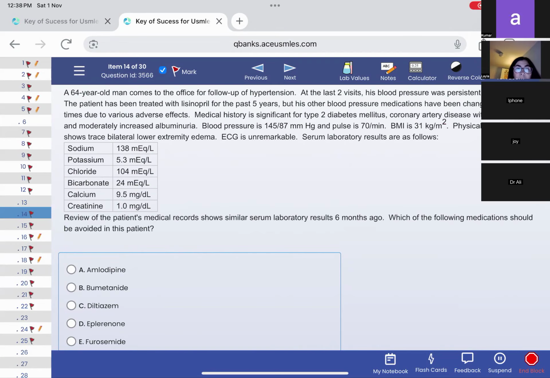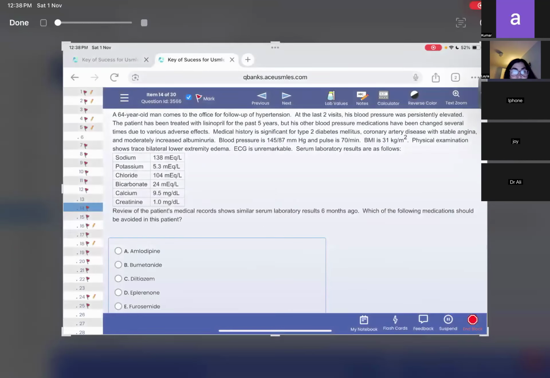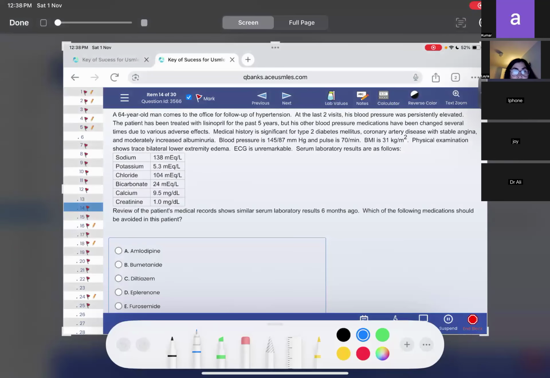Which of the following medications should be avoided in this patient? A 64-year-old man comes to the office to follow up of hypertension. At the last 2 visits, his blood pressure was persistently elevated. The patient has been treated with lisinopril for the past 5 years, but his other blood pressure medications have been changed several times due to various adverse effects.